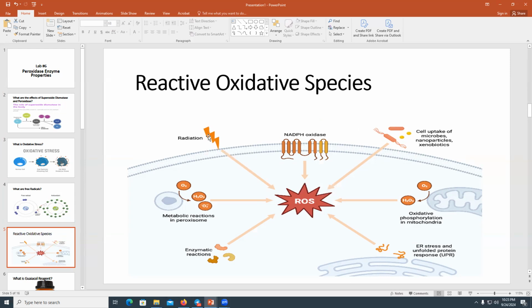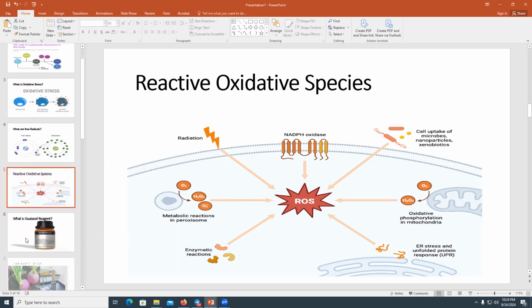We get reactive oxidative species because of many reasons: because of radiation, because of cell uptake of infectious microbes. The mitochondria in its reactions give us metabolic waste in the form of reactive oxidative species. The endoplasmic reticulum with unfolded proteins also gives us a form of stress, reactive oxidative species. There are many causes that produce reactive oxidative stress.